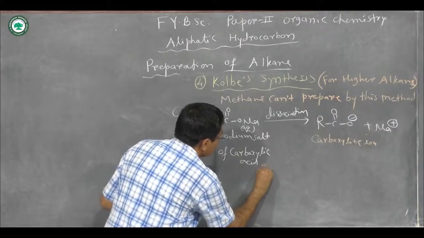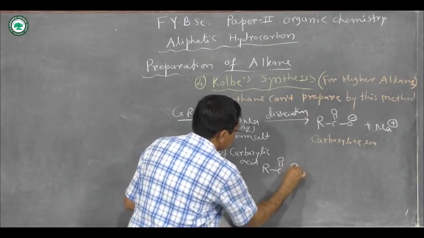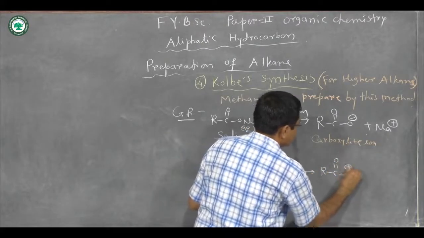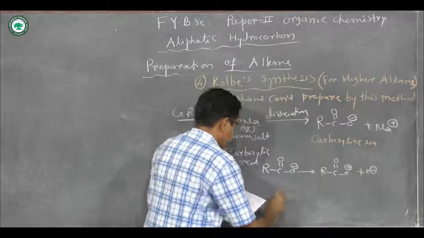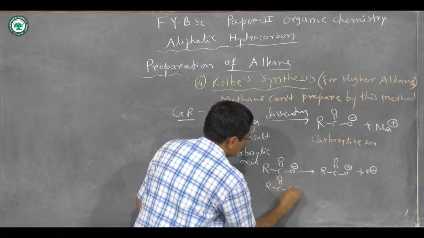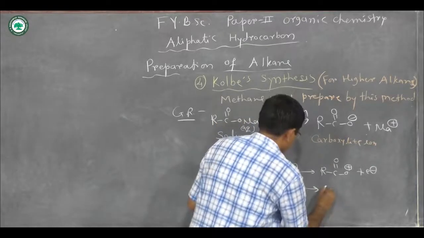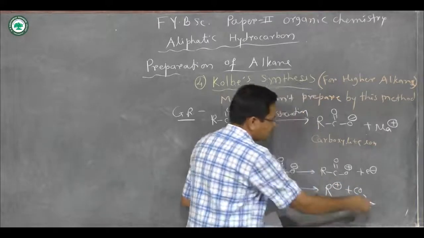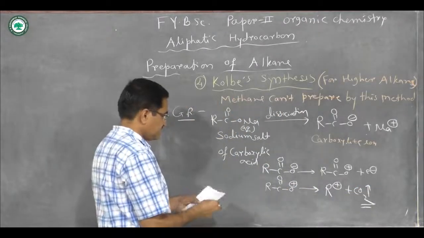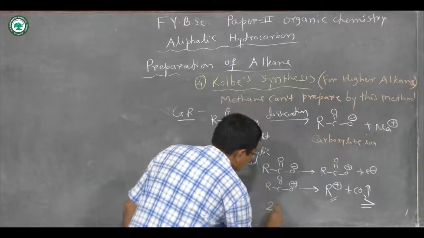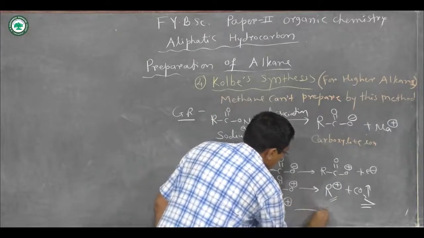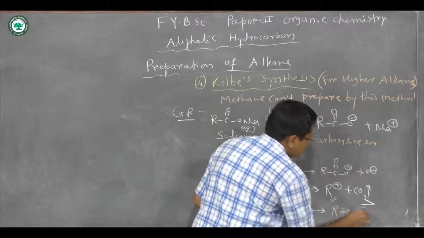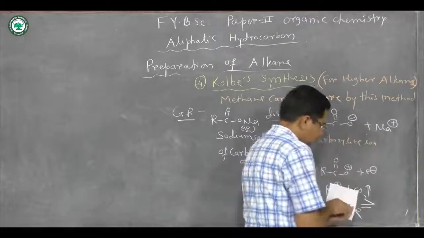And this carboxylate ion undergoes removal of an electron and then evolution of carbon dioxide gas, and these two R radicals combine and form the higher alkane. This is the higher alkane.